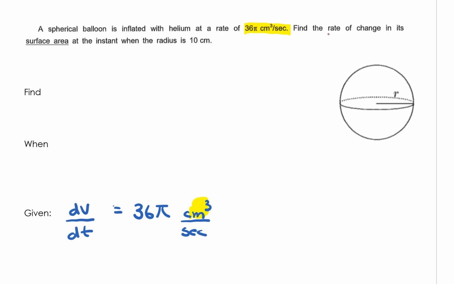And I want to find the rate of change in its surface area. So I need to find dA over dt. And I need to find that exactly when the radius is equal to 10.